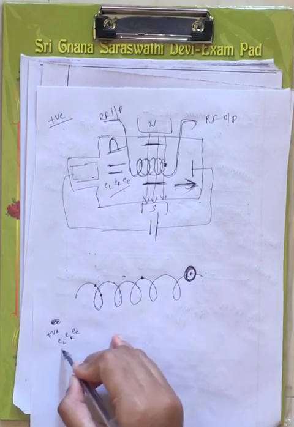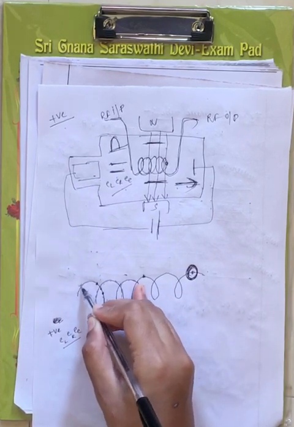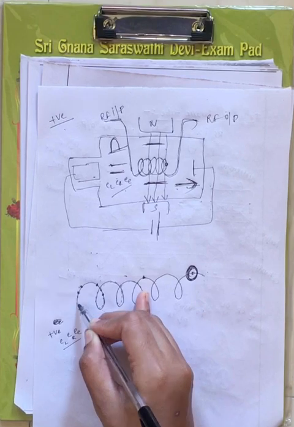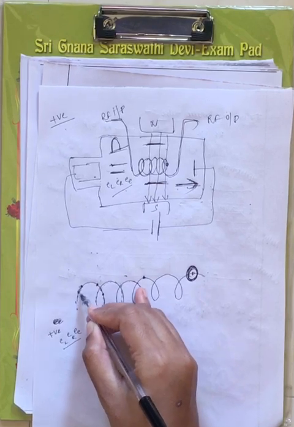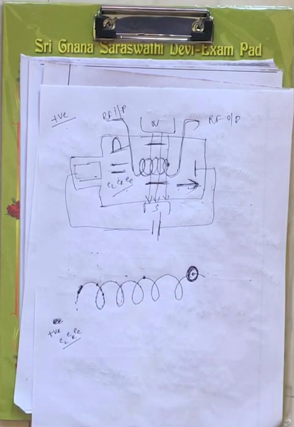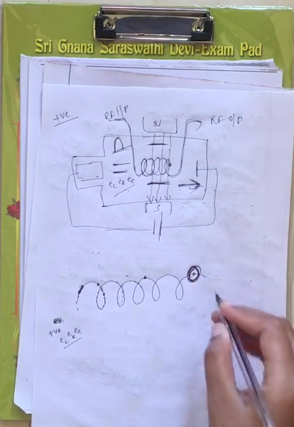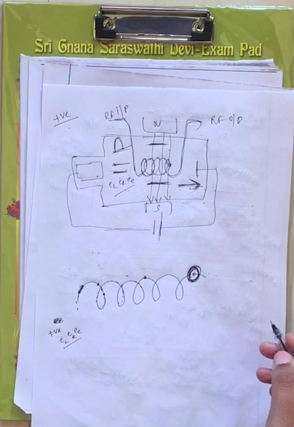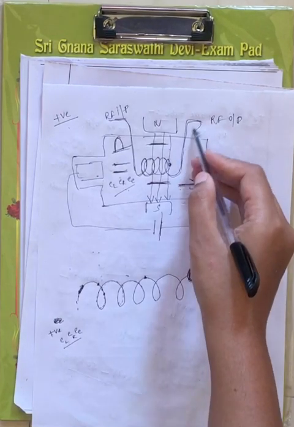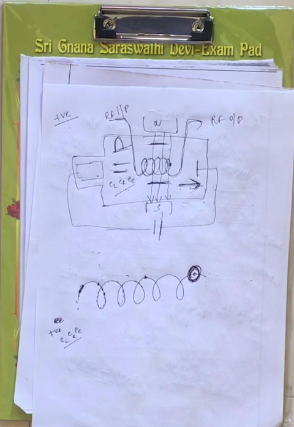Now the electrons will travel: first the early electron, followed by the reference electron, followed by the late electron. These are the electrons traveling through the slow wave structure. Now as electrons travel through the slow wave structure, what happens? The gap between them decreases, and finally they form a bunch of electrons, and this results in amplification of the signal, and the amplified signal is collected at your RF output.